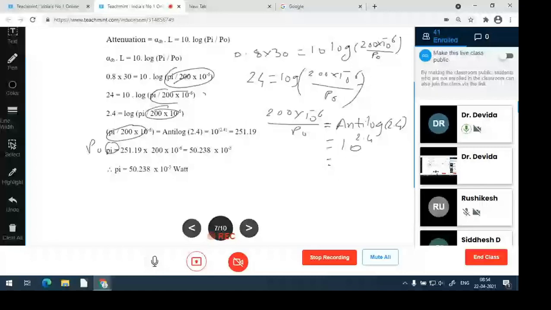We have calculated 10 raised to 2.4 and it is 251.19. So this is 251 point 19. Now, have you calculated this? 200 into 10 raised to minus 6 divided by q is 251.19.